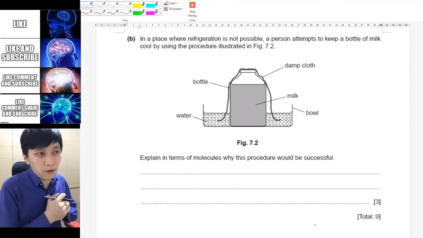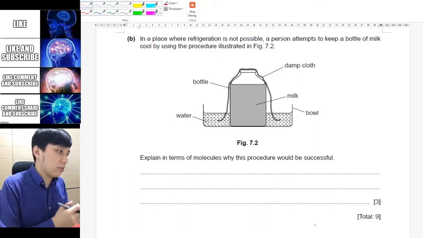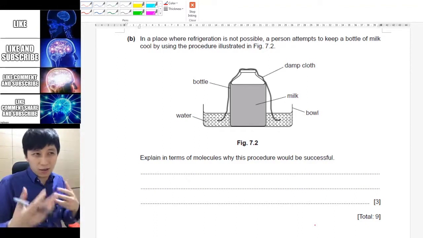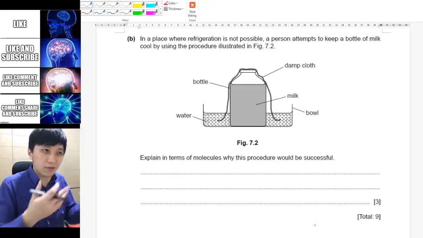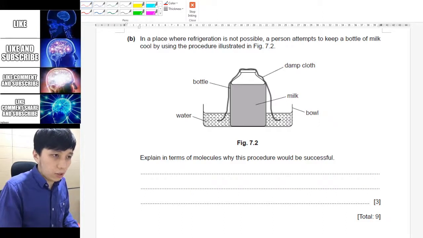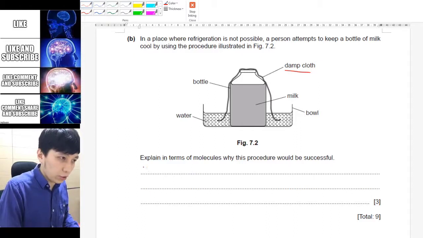Part B is very interesting. Before the time of having refrigerators, this was one way to keep something cool. Imagine the emperor in the past may ask people to do this, so he or she could still enjoy cool drinks using this traditional and clever method. Here it is asking you why this can keep the milk cool. First of all, you should notice that this is a damp cloth, which means it's soaked in water.